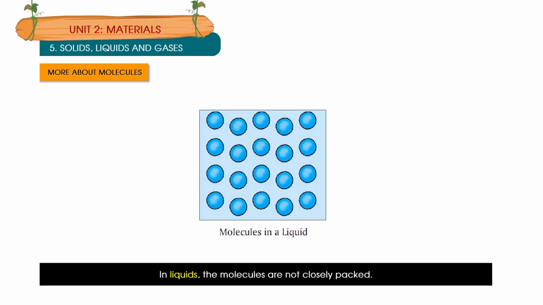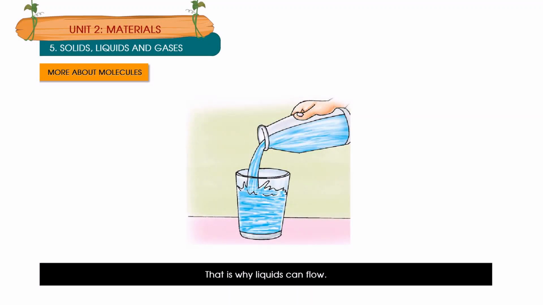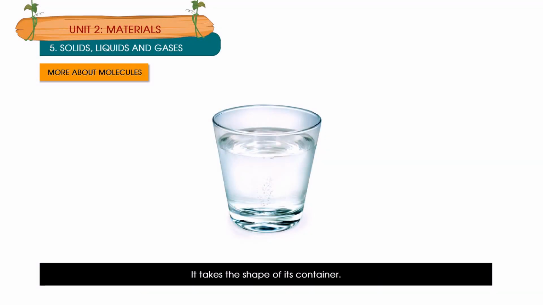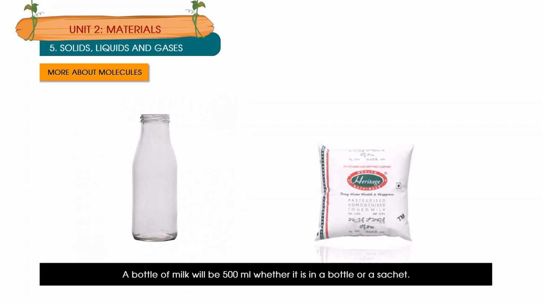In liquids, the molecules are not closely packed. The attraction between the molecules is less. They can move about freely. That is why liquids can flow. A liquid has a definite volume, but it has no definite shape. It takes the shape of its container. A bottle of milk will be 500 milliliter, whether it is in a bottle or a sachet. But it will change its shape according to the container.